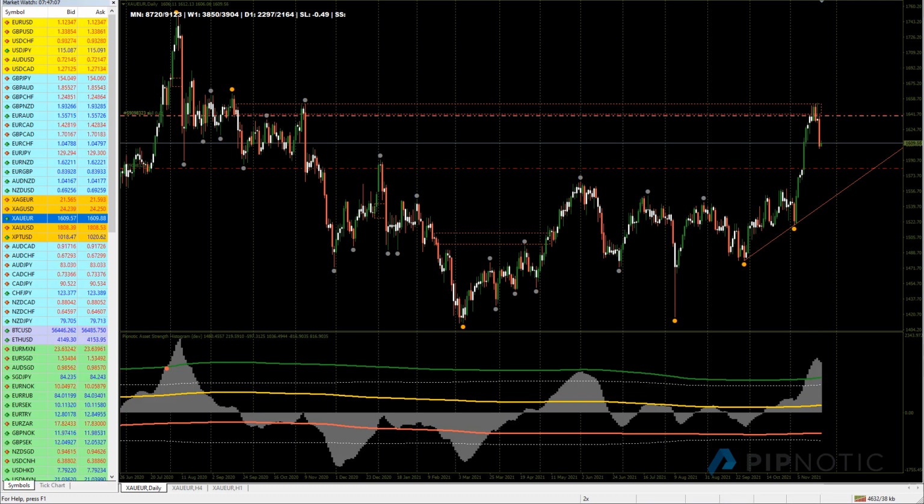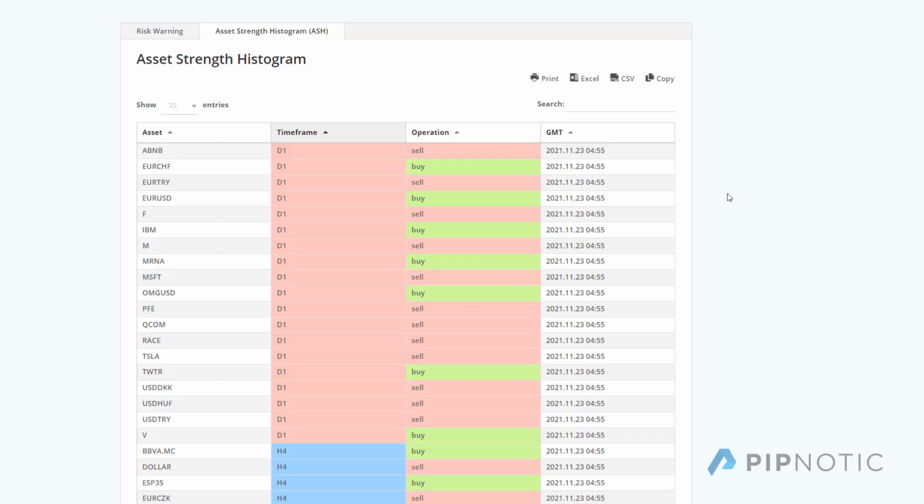Yeah, so how am I using the histogram? The histogram, man, it's great. I really like it because you can use it on your telephone. You can use it on anything. You don't have to have your MT4 platform open anymore.